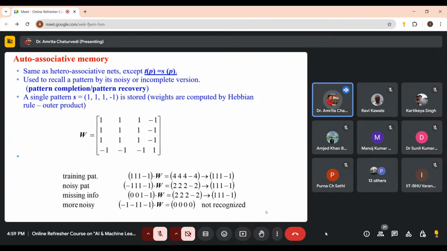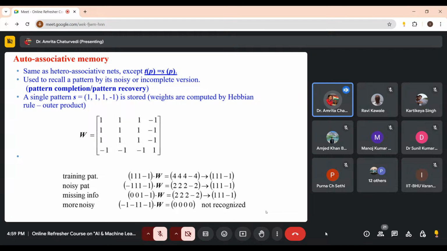Now suppose some values are missing. Say we make the first two values as 0, right? So we have the input vector as 0, 0, 1, minus 1. Now we want to check whether this is known or not. So we multiply it by the weight matrix. We get 2, 2, 2, minus 2, and we apply the activation function. So 1, 1, 1, minus 1. Now this is again the same as the known vector. So till 2 missing values, it is giving you the correct result. So it is robust up till 2 missing values and is robust up till 1 noisy value.